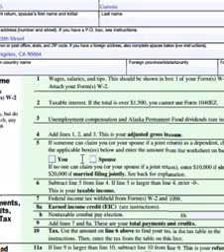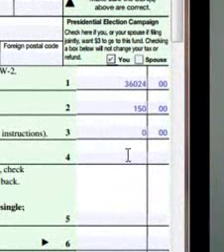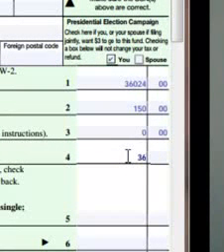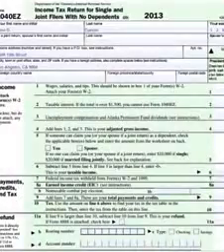For line 4, we are going to add lines 1, 2, and 3. This is the adjusted gross income. When we add the lines up, we get $36,174 and 0 cents.